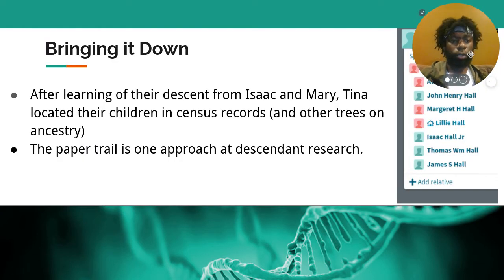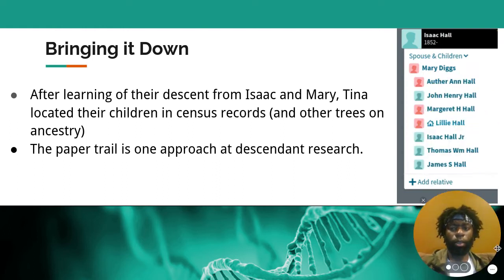So we'll start with where they are starting, and that is bringing it down to present day. So we have Isaac and Mary here. These are their other children. And after learning of their descent from Isaac and Mary, Tina and Brian have located their children in the census records. So I mentioned that this is borrowing from both real and fake: Isaac and Mary Hall are real people who lived and are recorded in census records, as are their children here. And we've made a fake connection, more or less, so these records can actually be used to trace their descendants.